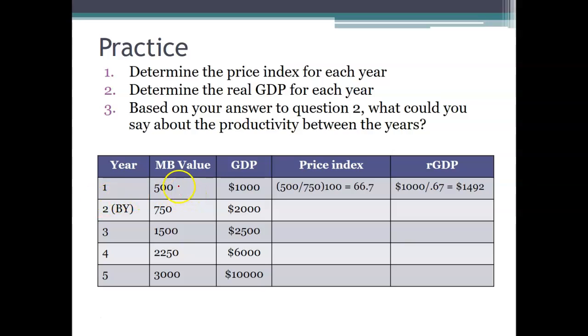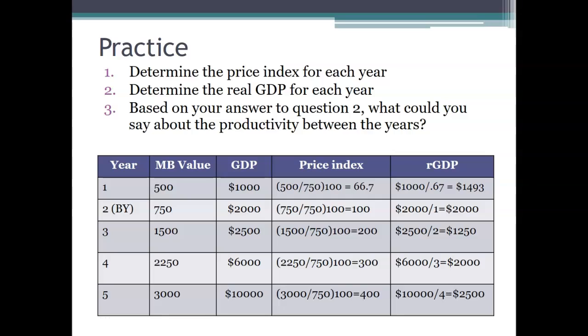So we're going to take the value of the market basket, this $500, and we're going to divide it by the value of the market basket of the base year, which I just put as BY. So 500 divided by 750 times 100, that's just the equation, equals 66.7. Then to go from the real GDP, we're going to take the nominal GDP of 1,000 divided by the price index in hundreds, and that's going to get us our GDP. So go ahead and try the rest. Pause for a second if you need to.